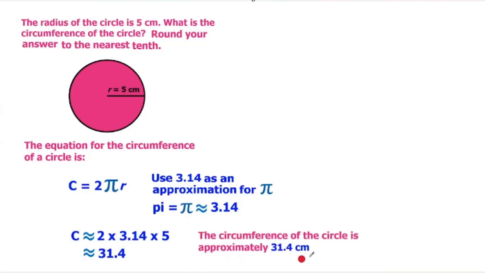So this problem is already rounded to the tenth, so we don't need to do any extra rounding. This is the tenth, right? So we don't have to do any extra rounding for this. And that's it. That's the basic trick for how to do a circumference of a circle.